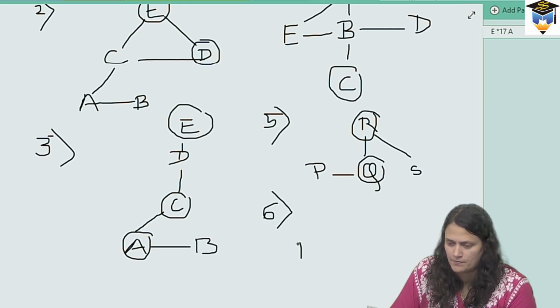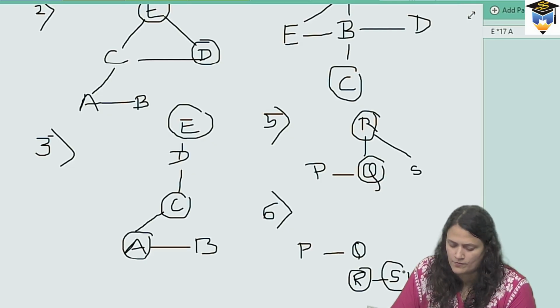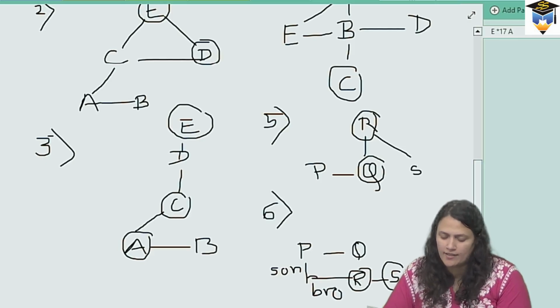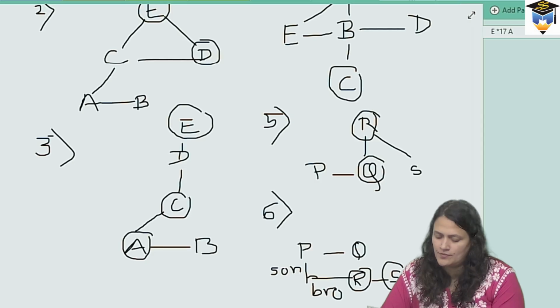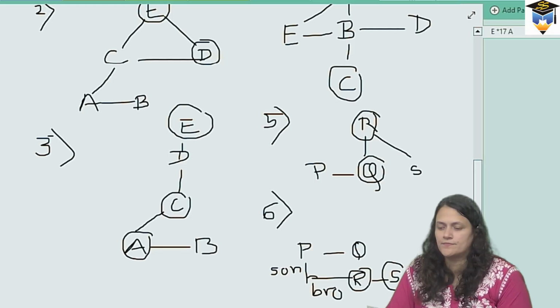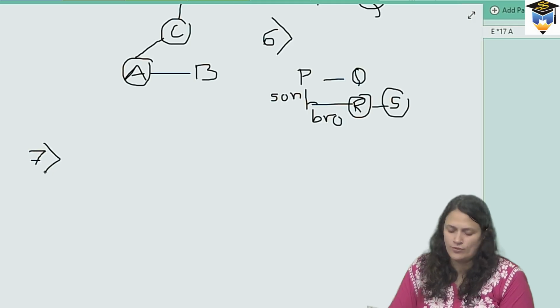P and Q are brothers. R and S are sisters. P's son is the brother of R. P's son is the brother of R. So what is the relation between Q and R? So Q is the uncle of R. Q is the uncle of R. Correct? Now the seventh one.